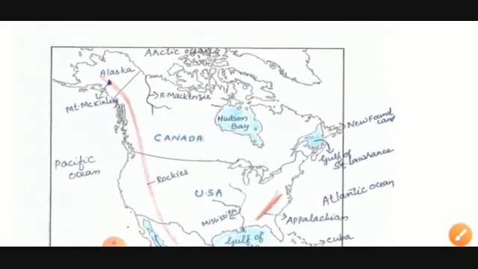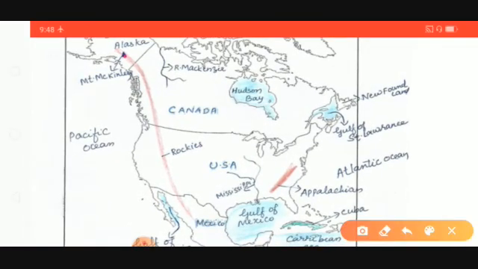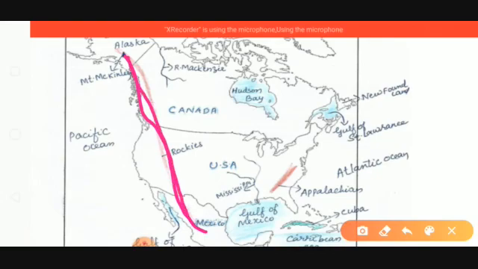Now just see here Alaska. From Alaska till the south you can see a long line, and that is called the Rocky Mountains. It starts from Alaska and it continues towards the south of Mexico. So when you mark Rocky Mountains, just start it from Alaska and continue till here. You can use brown color for marking that. Here only just a line is given.